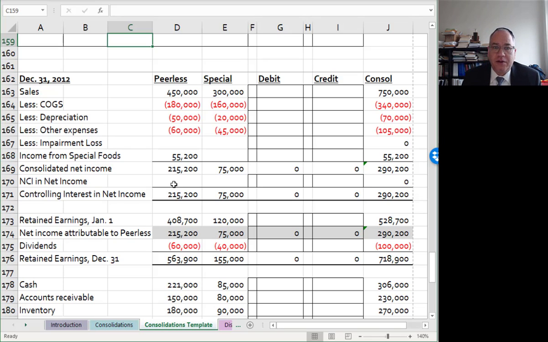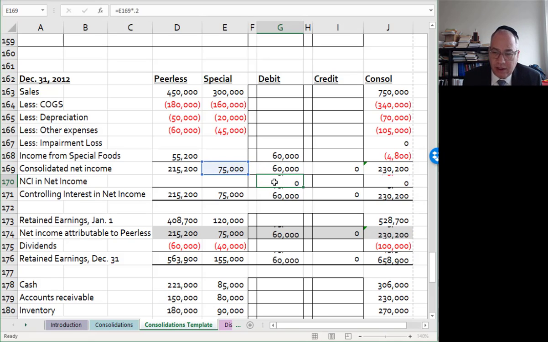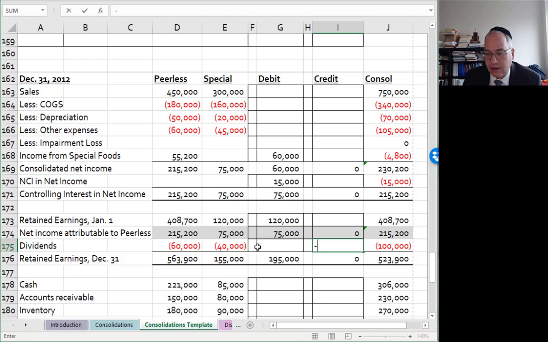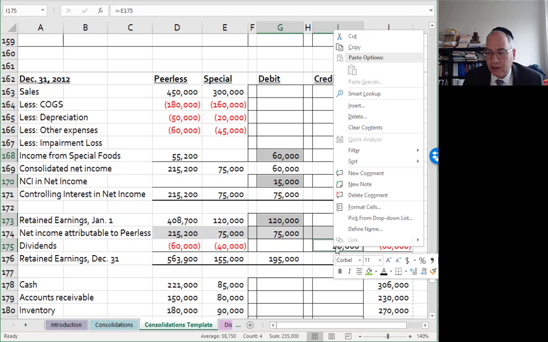Let's start off with a big journal entry here. I'm going to debit the parent's share of the income of the sub, that was $60,000, to income from Special Foods. And the non-controlling interest is going to get their 20% share right here of $15,000. And then I'm going to debit retained earnings of the sub for $120,000, beginning retained earnings, and I'm going to credit dividends for $40,000. That's the beginning of the big elimination entry.